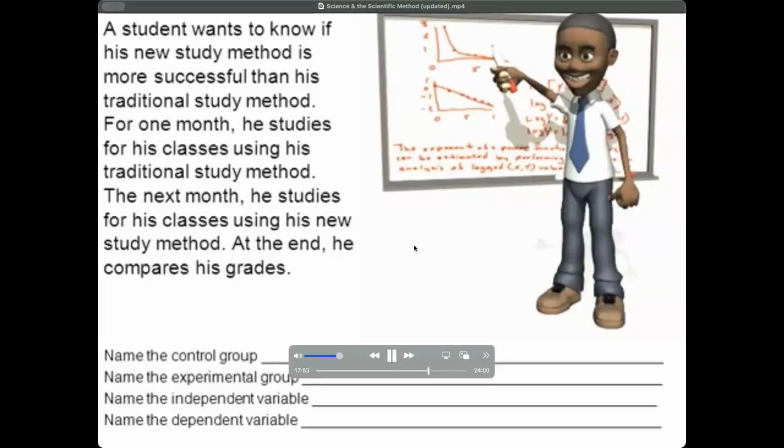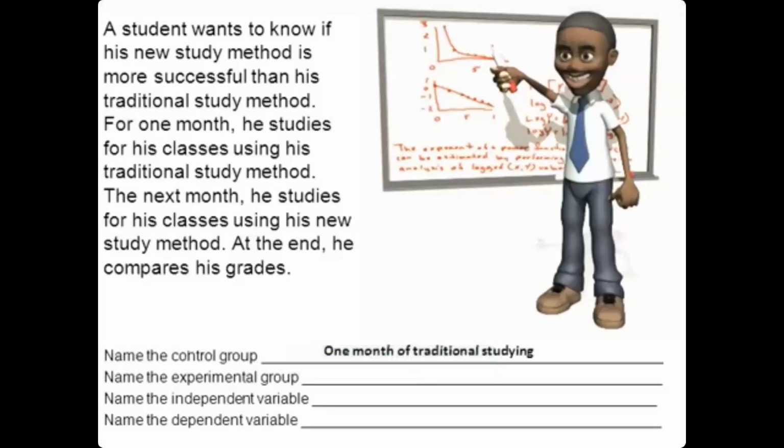So for naming the control group, I hope you said that's the 1 month where he was doing traditional studying. So maybe he was making flashcards and outlining his textbook, whatever his traditional study method is. The experimental group, that would be the 1 month where he was experimenting with a new study resource. Maybe he was doing online tutorials and online simulations. So I hope you see the difference right there between the control and the experimental group. Okay. So it says name the independent variable. What's different between those two groups?